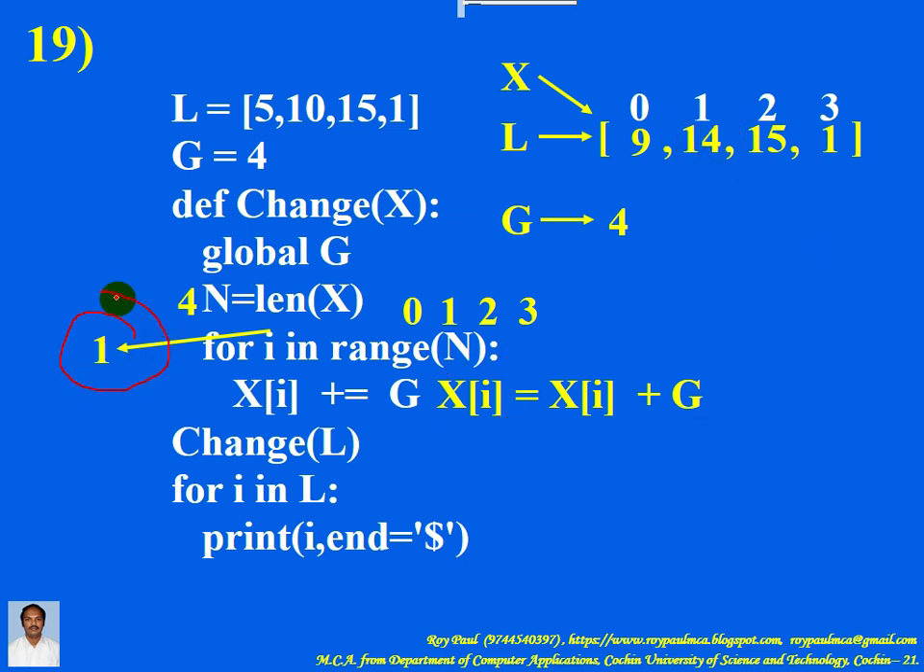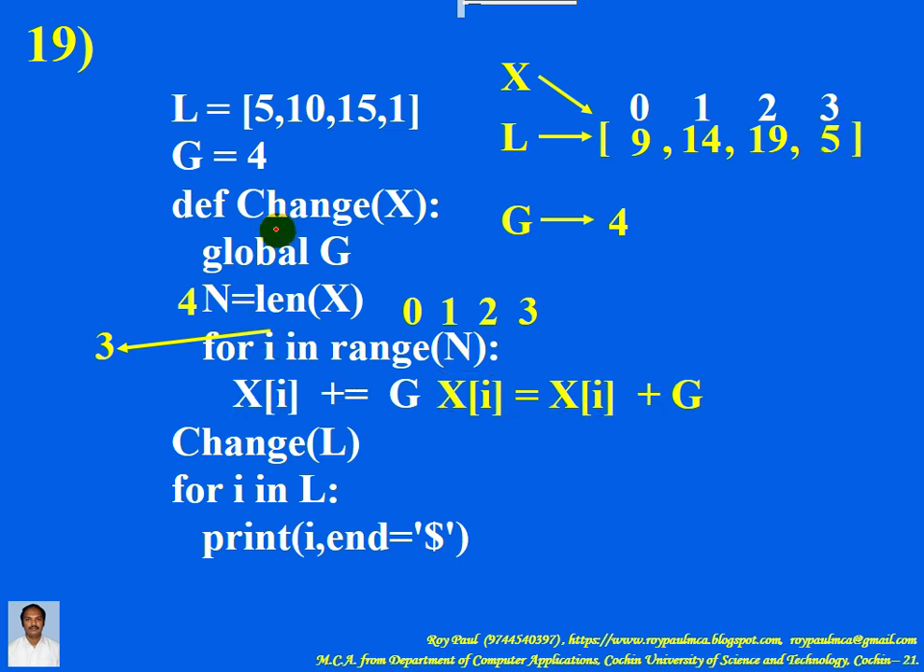I takes the next integer in the range, 2. Now X of 2, 15. Global G is 4. So 15 plus 4, 19. That is assigned to X of 2. So your X of 2 becomes 19. I takes the next integer in the range, the last integer 3. X of 3, you will get 1. Global G is 4. 1 plus 4, 5. That is assigned to X of 3. So here it becomes 5.